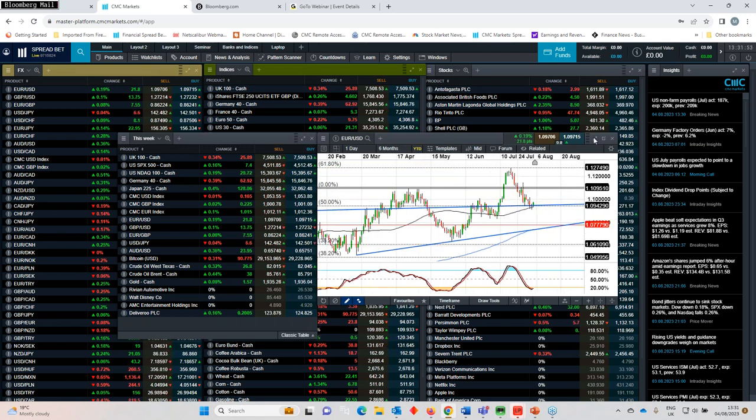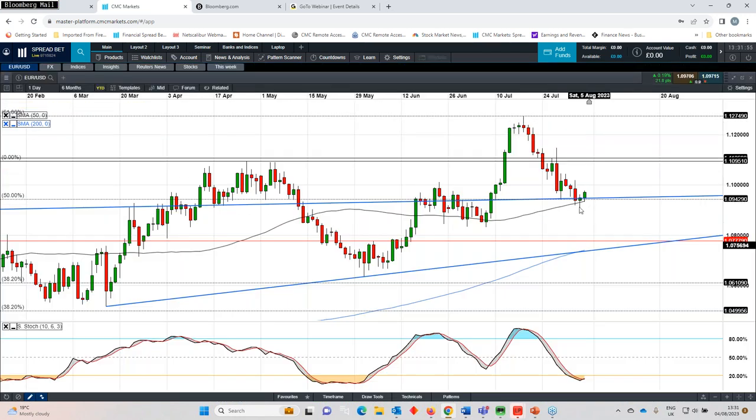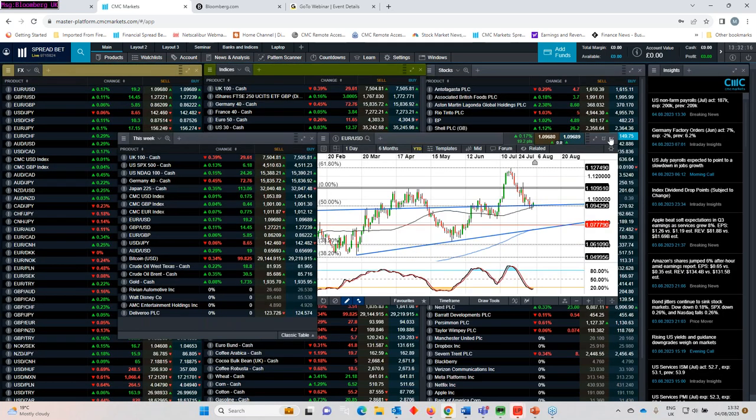And we are finding support on euro dollar at around this 50-day moving average here. If we look at this 50-day moving average for the last 2 to 3 days, we've managed to find fairly decent support in and around 1.0920. The dollar should soften a little bit on the back of these numbers, and we'll see a move back towards 1.10 on euro dollar.